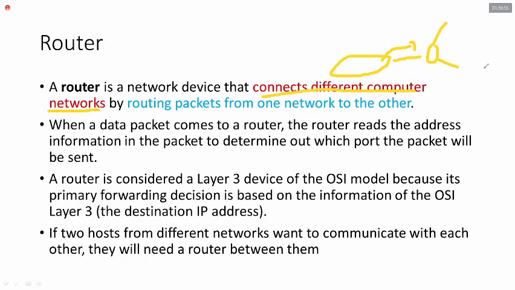When a data packet comes to a router, it reads the address information in the packet to determine which port the packet will be sent to, right? So when you send a packet to here, it will look at the information on the packet and make a decision whether you should send it to this side or this side, right? A router is considered a layer 3 device of the OSI model because its primary forwarding decision is based on the layer 3 address, the destination IP address, right?